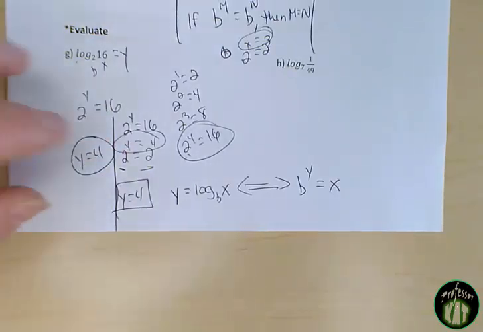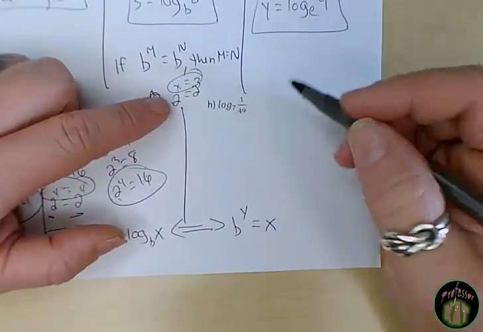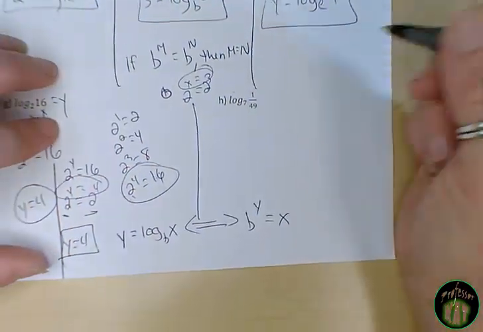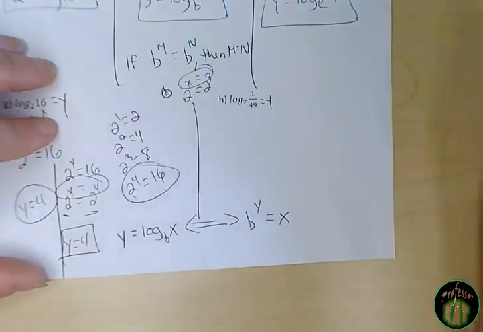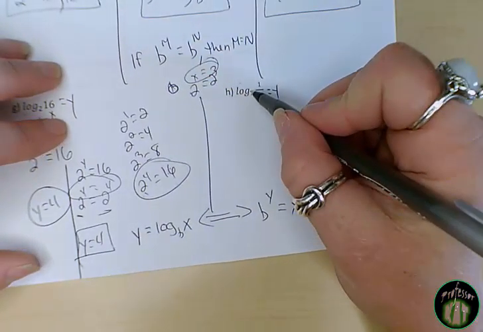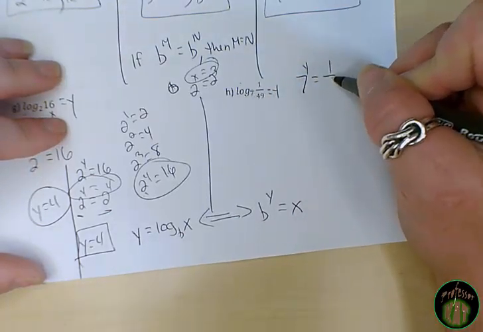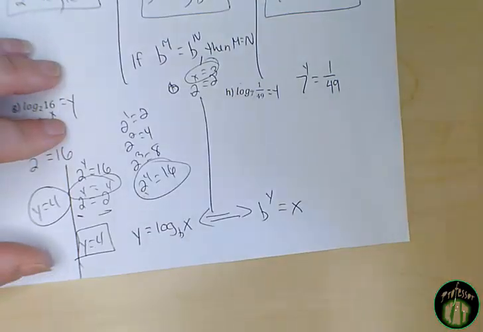Kind of just depends on what you're given. Here with example H, let's look at this. We have log base 7 of 1 over 49. First thing I'm going to do is set that equal to y and convert that to exponential. So keep in mind it's going to be your base. So 7 to the y is equal to 1 over 49.